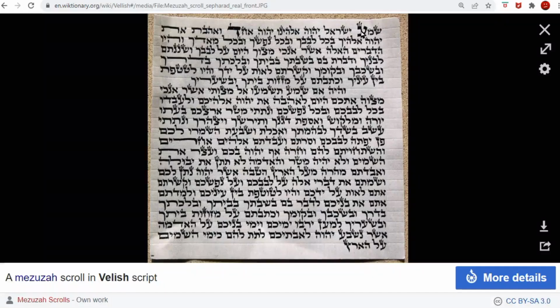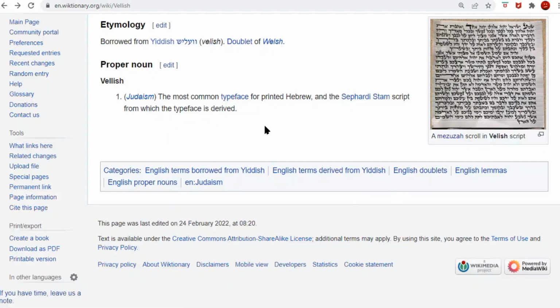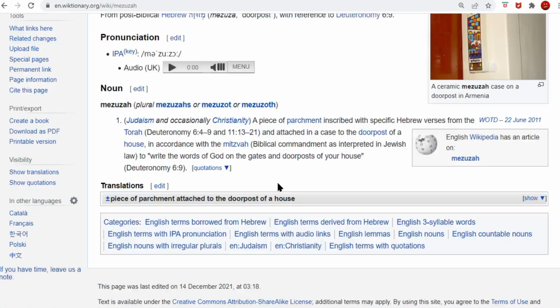And it's this script that's embellished, has all these marks on there, all these extra marks. Some of them give clues on how to read it, and some of them are just to throw you off. Coming from this mezuzah scroll, coming from Deuteronomy, and attached in the case to the doorpost of a house in accordance with the mitzvah, to write the words of God on the gates and the doorposts of your house, to embellish your house.